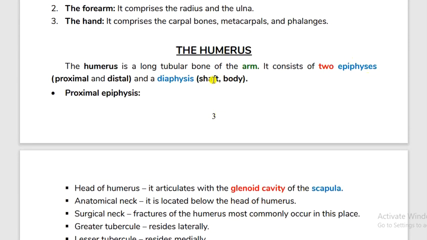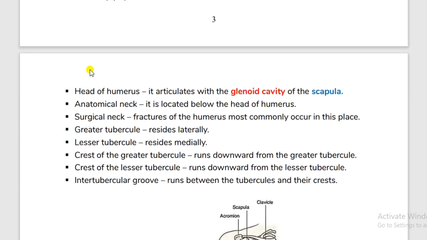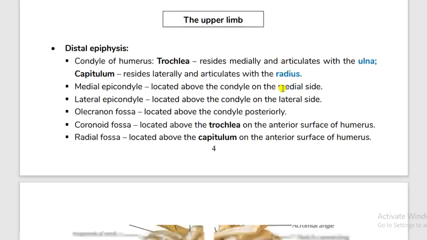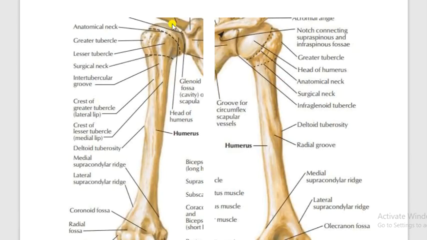So, the proximal epiphysis, what is present? There is a head of the humerus, where it articulates with the glenoid cavity of the scapula. This is the head of the humerus here. The head of the humerus articulates with the glenoid cavity or glenoid fossa of the scapula.